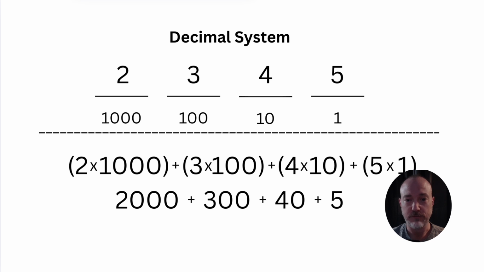That's going to give us 2 times 1,000 is 2,000, 3 times 100 is 300, 4 times 10 is 40, 5 times 1 is 5. And so then we add all these together, and that's what gives us the number 2,345. This should be very familiar with everybody. We do this without even thinking about it. So now let's take this and apply it to the binary number system.